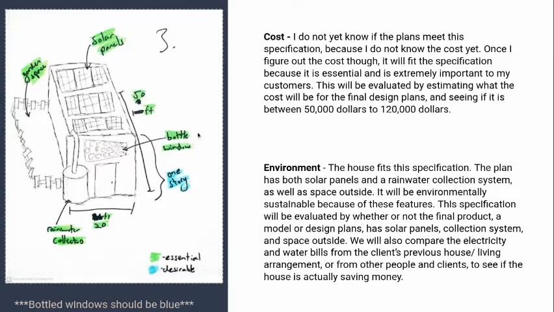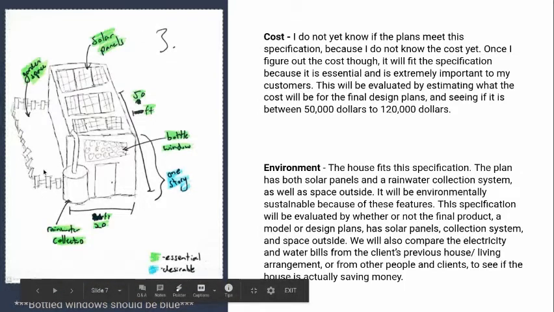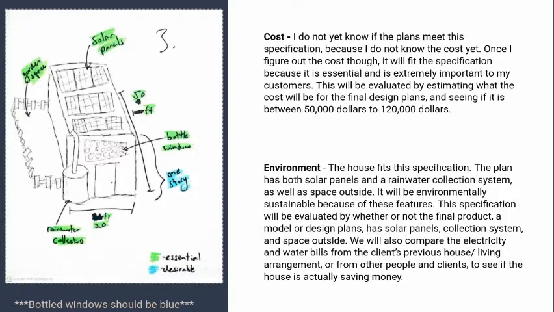Also, this is meant to be blue. One of the most important design specifications that I must have is environmental, which this plan fits with the garden space, solar panels, and rainwater collection. We will be evaluating whether the final product fits this by seeing if it has solar panels, a rainwater collection system, and space outside, which currently it does.